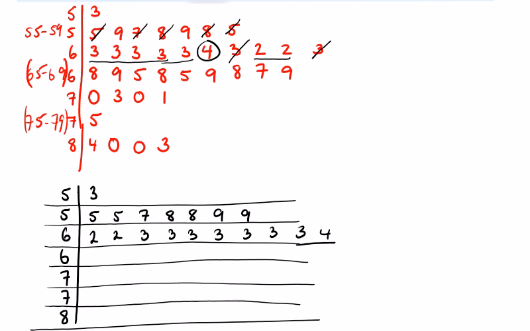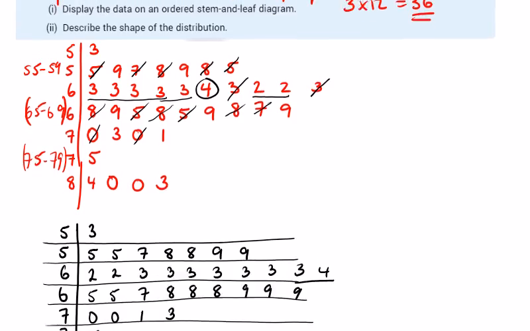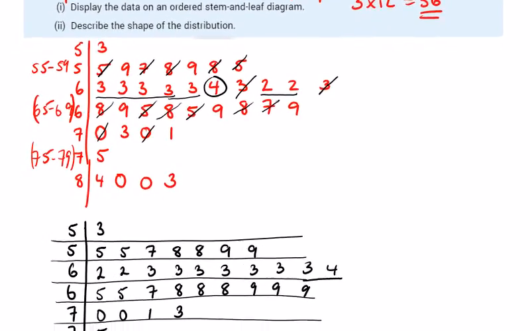Now 65 is first. 2 65s, 7s, 5, 5, 7, 8, 8, 8, leaving me with 3 9s. And the next ones are 0, 0, 1, 3, 5, and 0, 0, 3, 4. So we're asked to display the data and describe the shape.